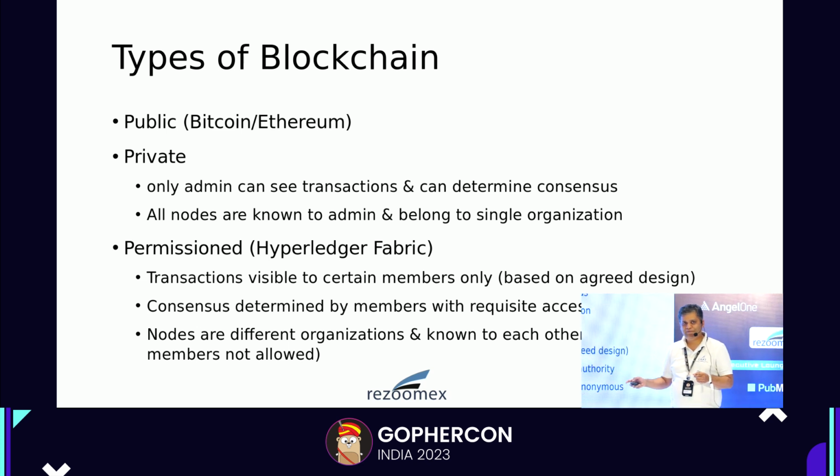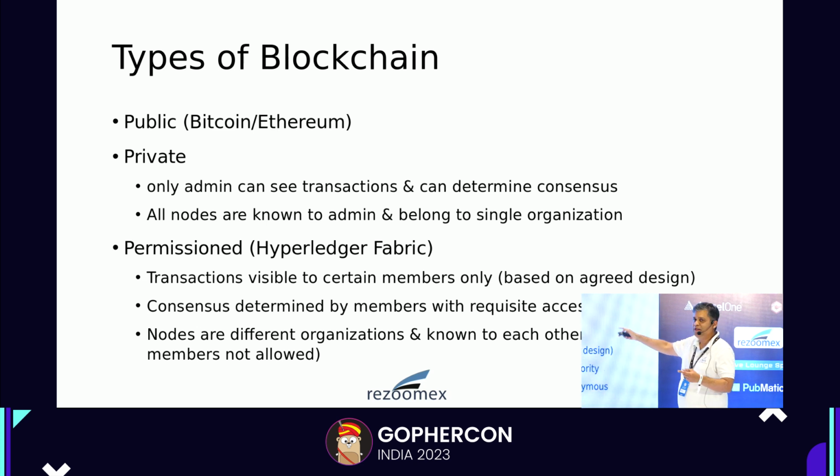Now the types of blockchain, which I think I covered in the beginning. So there are public blockchains, Bitcoin and Ethereum, public because anybody can join that blockchain. Then the private is typically in one organization, mostly used for testing, etc. Permission, like I said, has become very popular because here you allow only certain members to join.